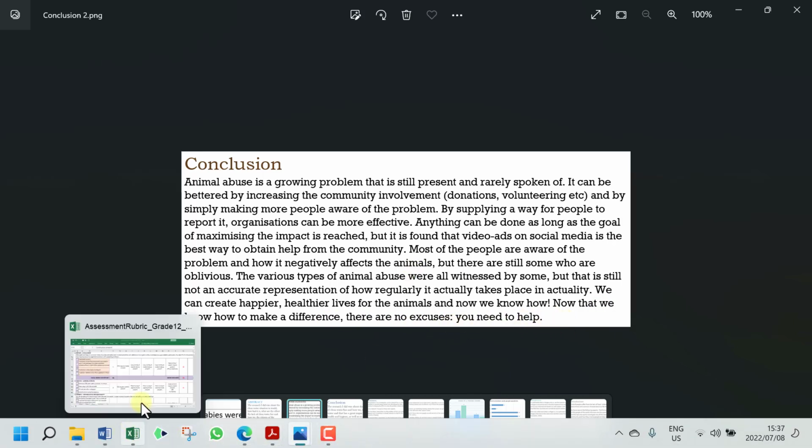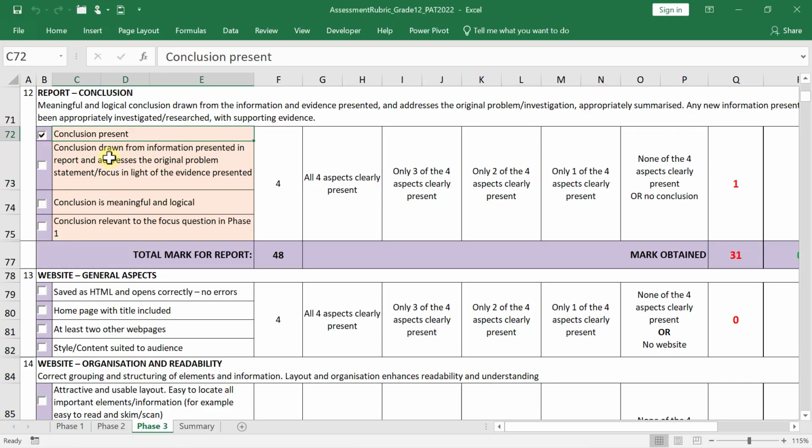So once you've done that, then we've done our conclusion. It's present. You've drawn it from information presented in the report, and it addresses the original problem or problem statement focus in light of the evidence presented. So this is about whether it actually answers the focus question or not. It's meaningful and logical, so it follows a logical order, and it's relevant to the focus question in phase one as well. Sorry, this one is about, does it connect both phases, phase one and two? So it addresses the original problem and it gives you all the evidence. And then this last one specifically, does it answer the focus question in phase one?